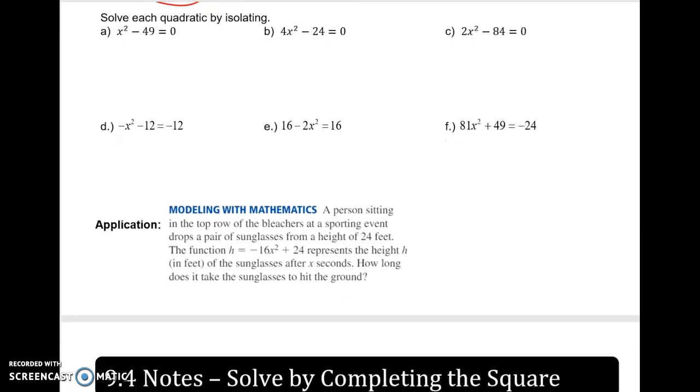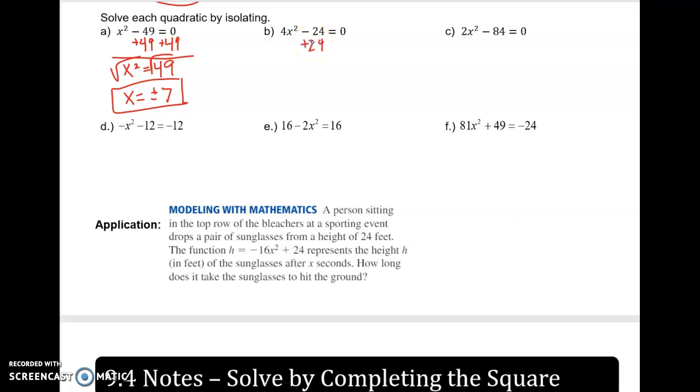So let's look at A. Once again, to get x squared by itself, you need to move 49 to the other side. So x squared equals positive 49. How do you undo something squared? You take the square root. The square root of 49 is plus or minus 7. So that one was pretty straightforward.